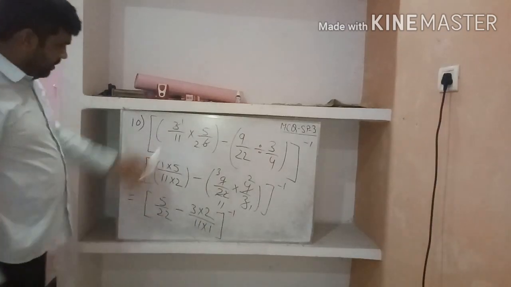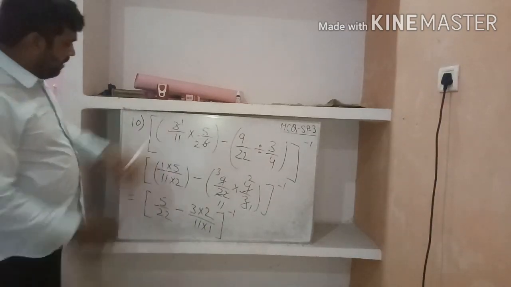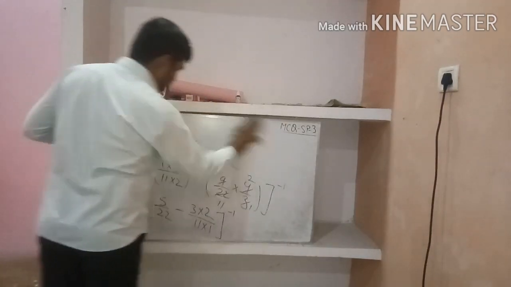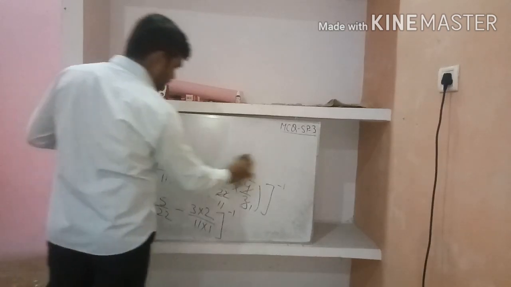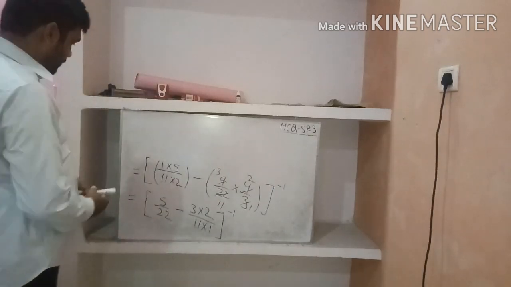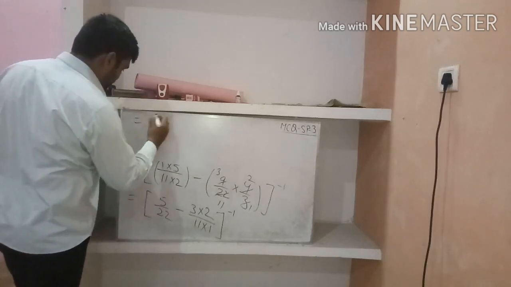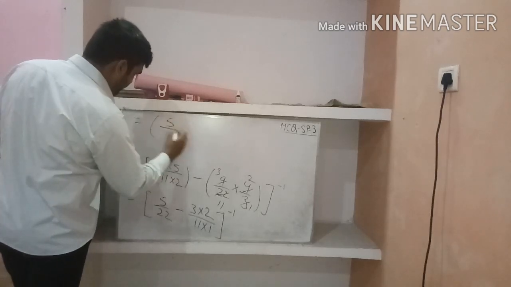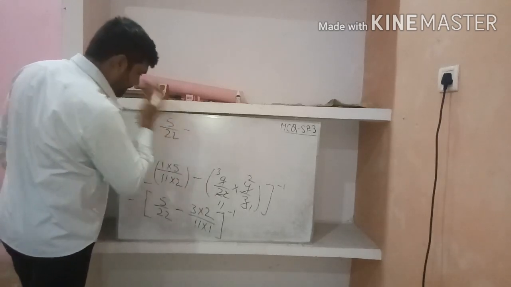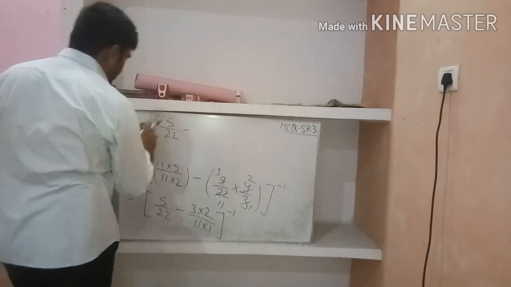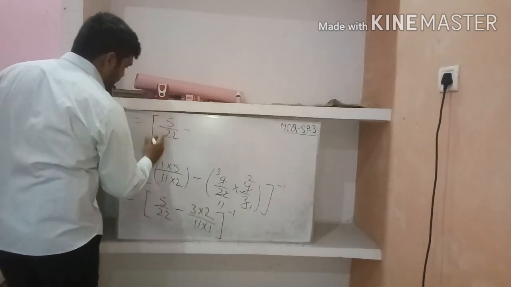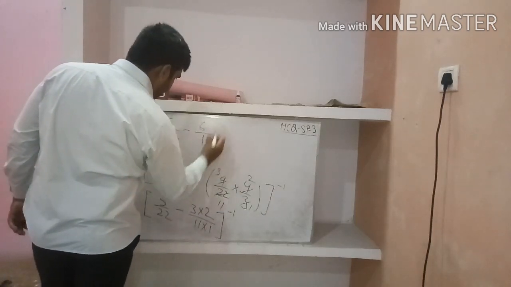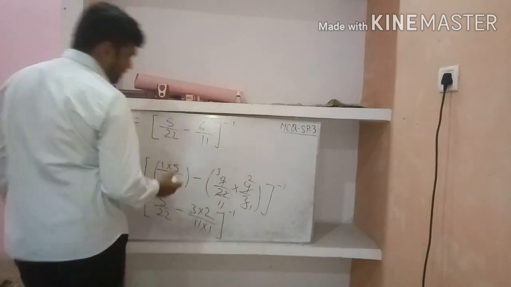After this, now I am going to erase the upper part. See, so what we got here? That is 5 by 22 minus 5 by 22. Let it be the square bracket only. Minus 3 2s are 6 by 11, to the power minus 1.